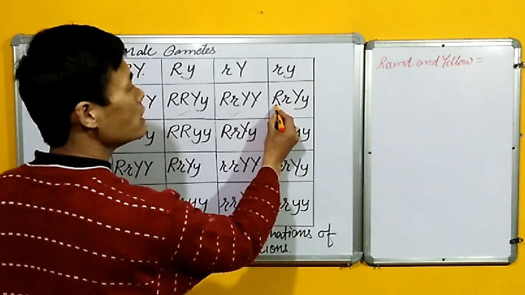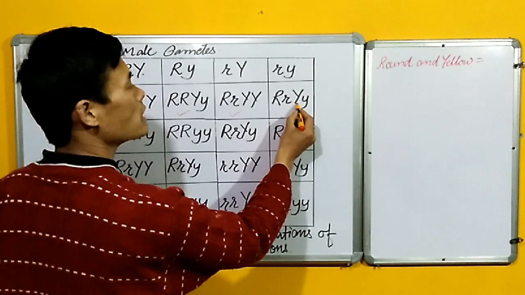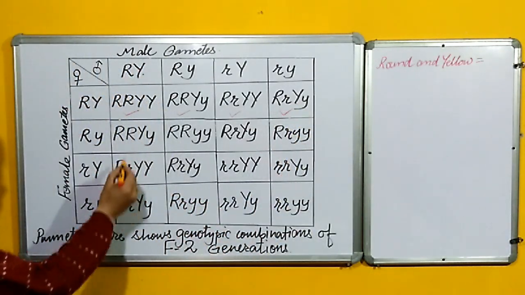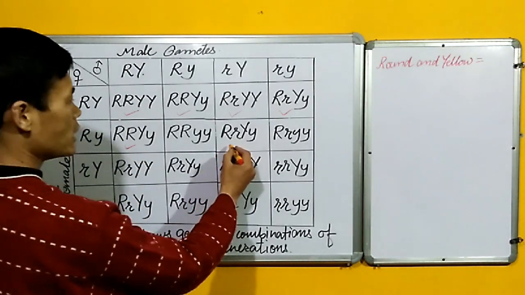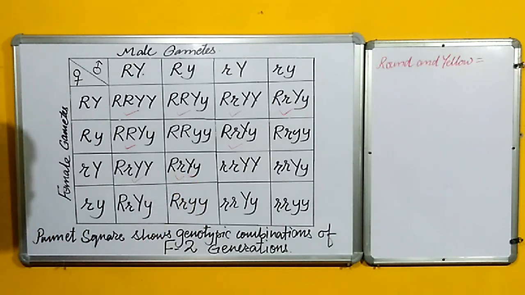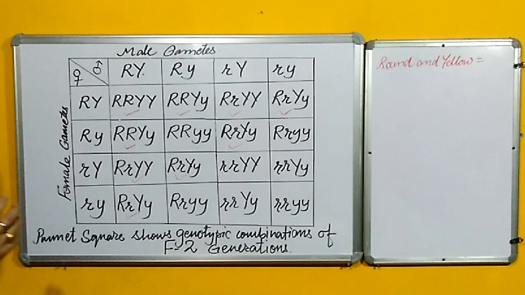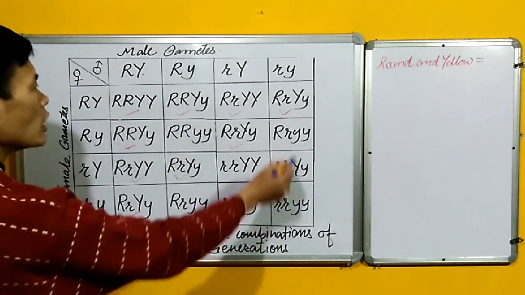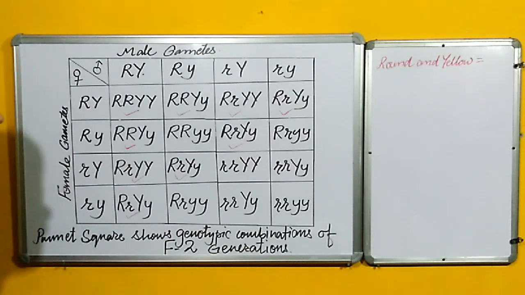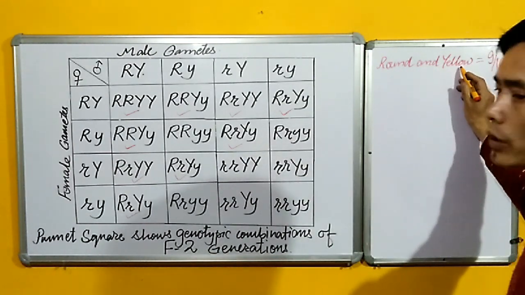Likewise, here also there is a dominant gene controlling the shape of the seed, and in this combination there is a dominant gene which controls the dominant color. This is also round and yellow. Likewise, this is also round and yellow. This one is also round and yellow. This one is also round and yellow. This one also becomes round and yellow. And this one is also round and yellow. So if we take the total number of individuals who express round shape and yellow color of the seed, out of the 16 individuals produced in the F2 generation, we see 9 out of 16 have round and yellow seed.